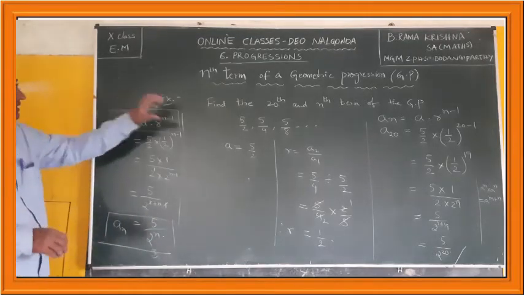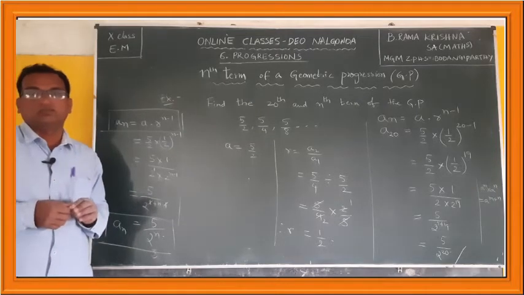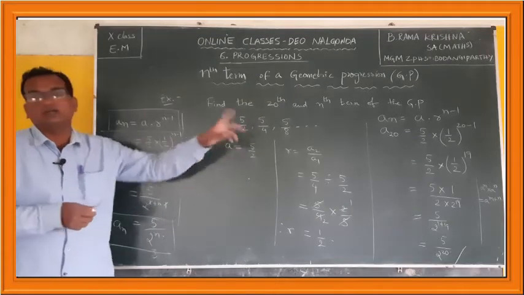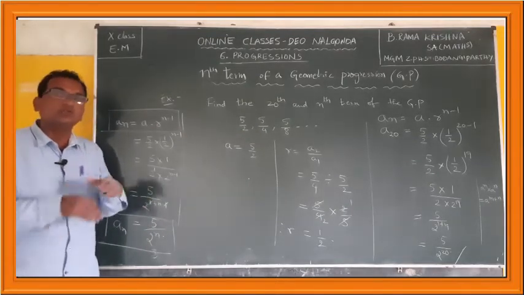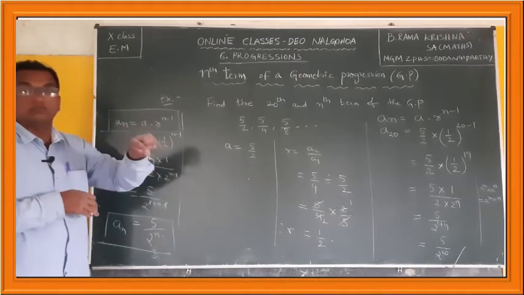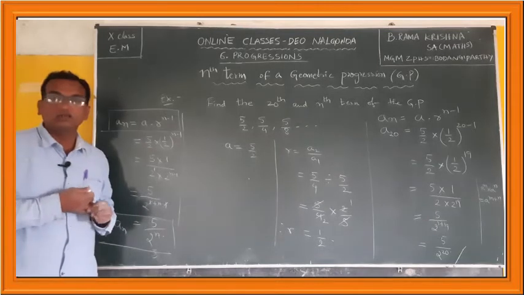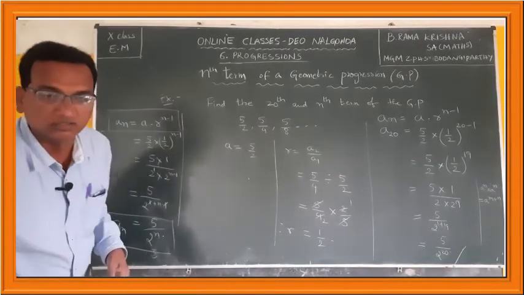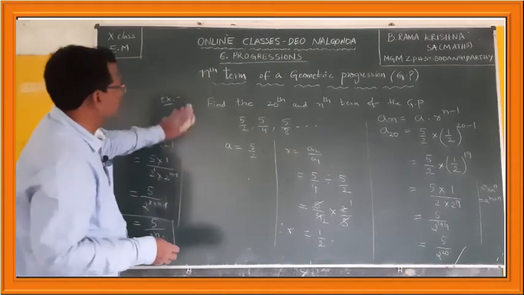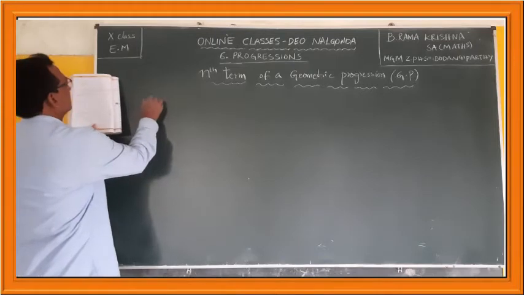So every geometric progression will have an nth term. If you find the nth term first using the first term and common ratio, then you can easily find any term in particular regarding that geometric progression. Okay, did you understand this? Okay, good. Let us move on to another example. Example 21.